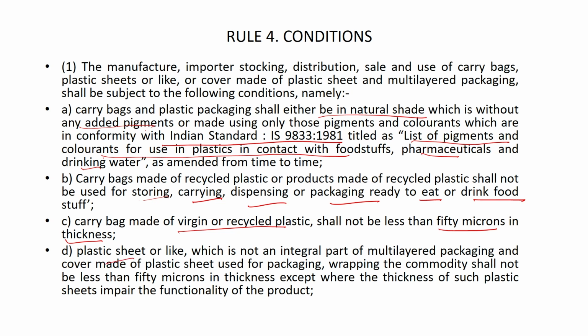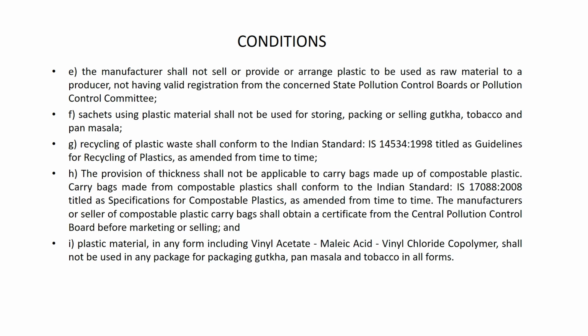The plastic sheet is not an integral part of the multi-layered packaging, and cover made of plastic sheet used for packing, wrapping the commodity, which is less than 50 microns in thickness, and the thickness of such plastic sheets impairs the functionality of the product. So, the conditions: the manufacturers will not sell, provide or arrange plastic to be used as a raw material by the producer not having a valid registration, which is to be taken from the State Pollution Control Board or the Pollution Control Committee.